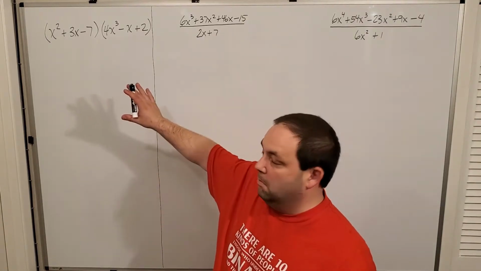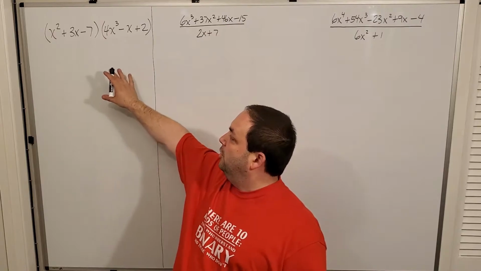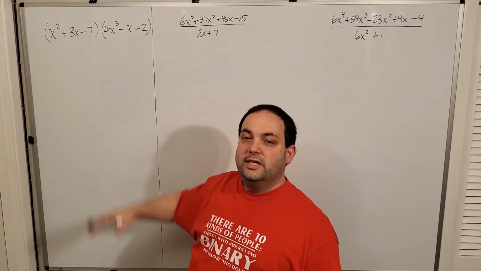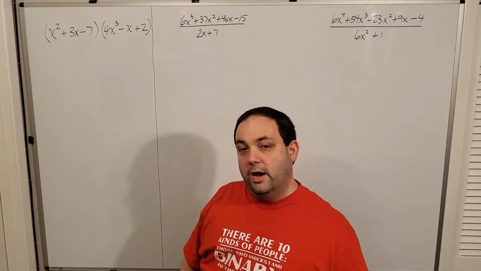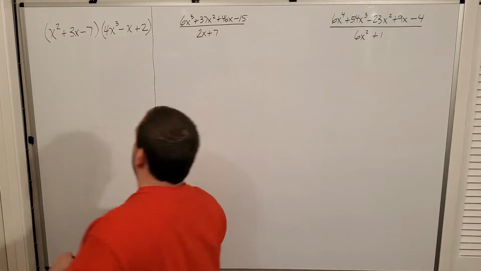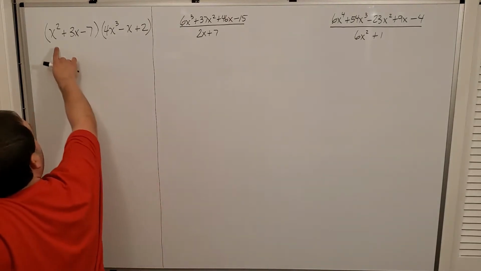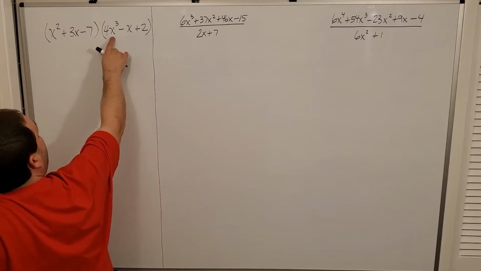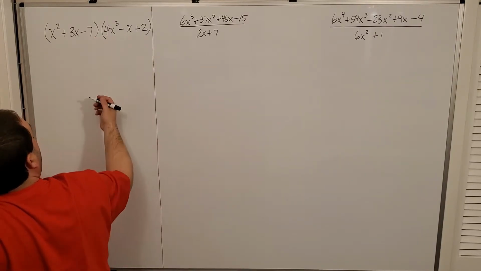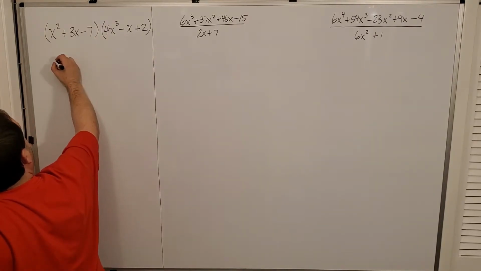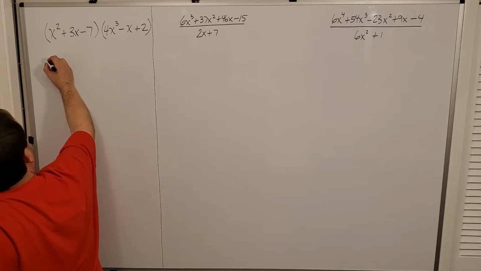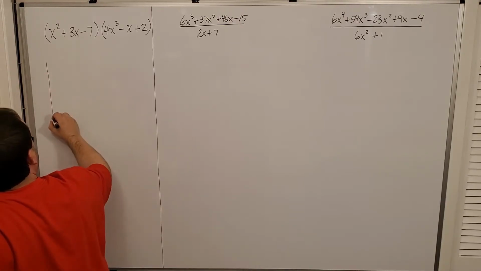So watch, I'm going to multiply this polynomial multiplication using what we call tiles or area method. Okay? So here, I notice that I have 3 pieces and 3 pieces. So if I'm going to multiply, I just need to set that up appropriately, like this.